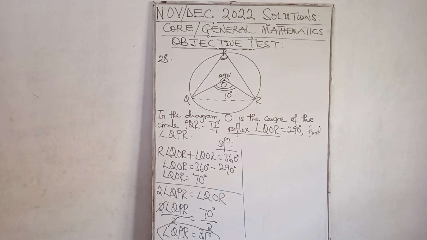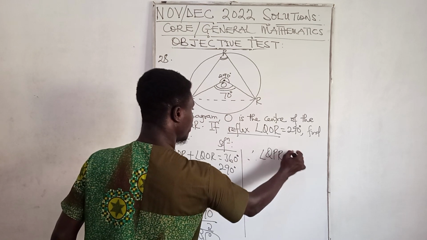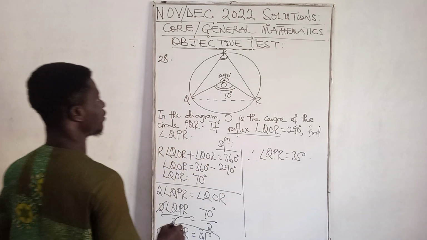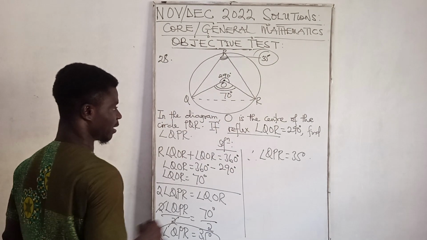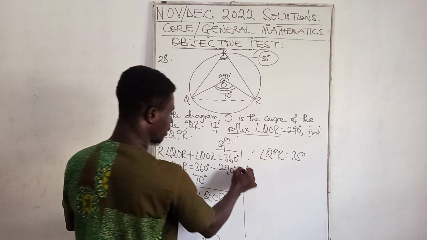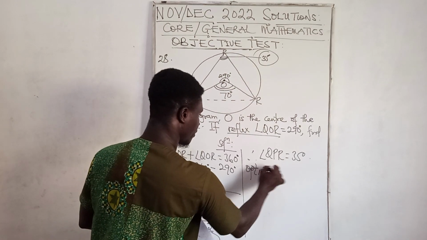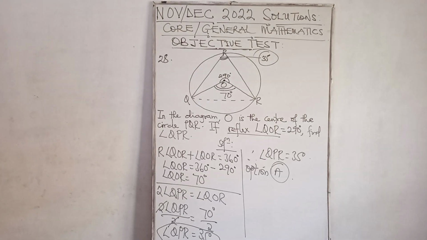So therefore, angle QPR equals 35 degrees. So here is 35 degrees, which is option A. Option A for apple.